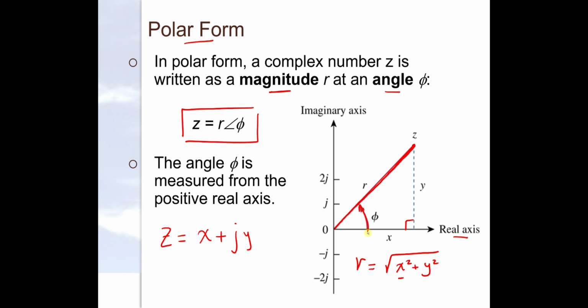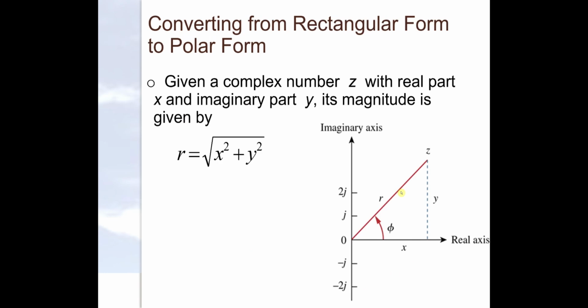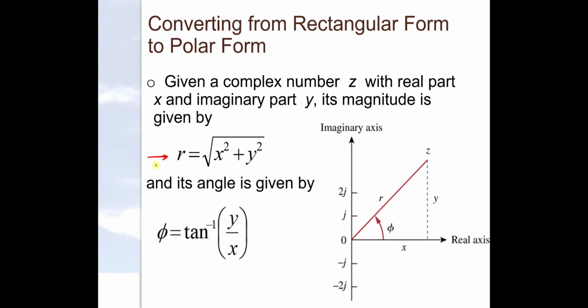How about the angle? We can get this angle using trigonometry. This angle phi is equal to tan inverse of the opposite side, which is y, over the adjacent, which is x. So the angle phi can be computed using tan inverse of the imaginary part over the real part. So this is what we have: the magnitude is the square root of the real part squared plus the imaginary part squared, and the angle would be the inverse tangent of the imaginary part divided by the real part. Okay.